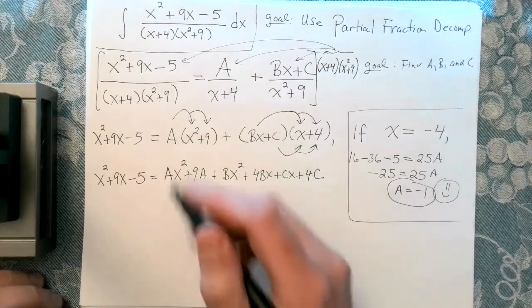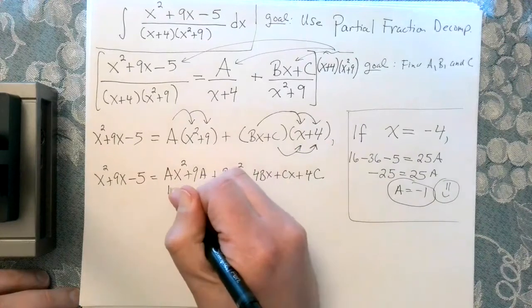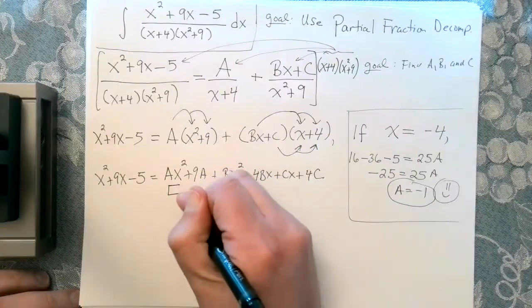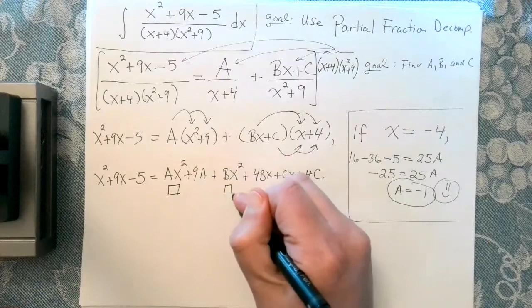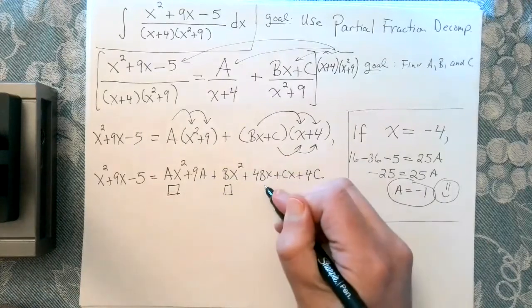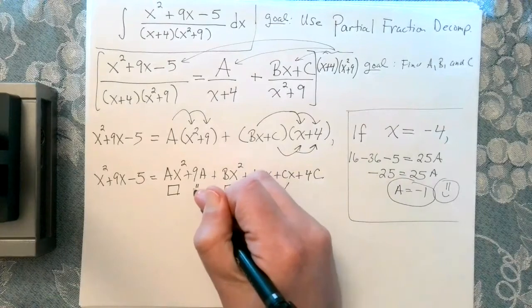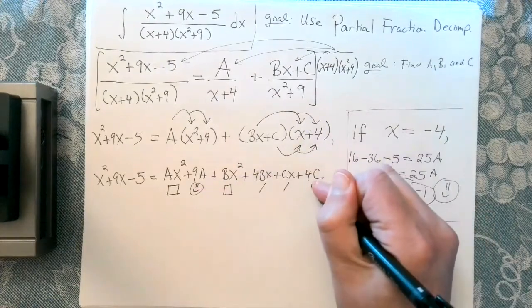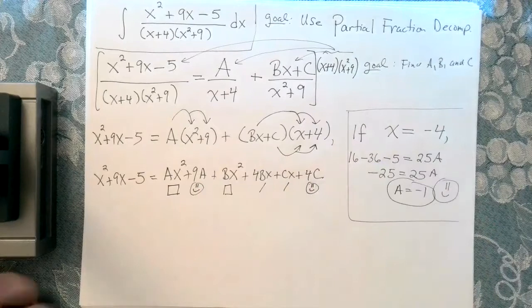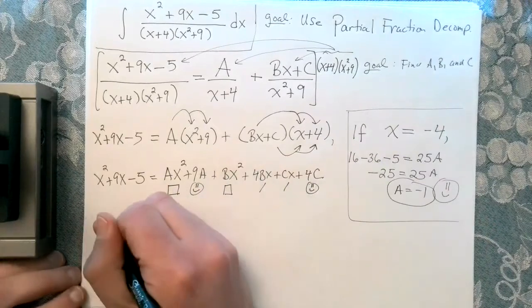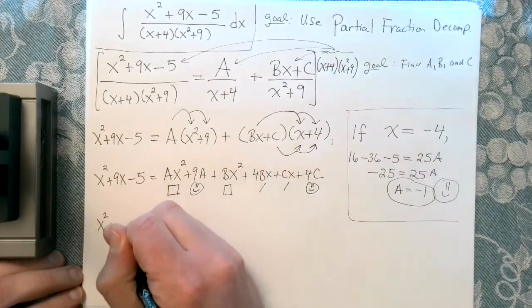So now we want to organize these. I like to put symbols down to help me organize. So for my squares, I'm going to write a square. For my linear terms, a little line segment. And for my constants, maybe a smiley face. So now I'm going to rewrite these. Again, my goal is to equate coefficients.